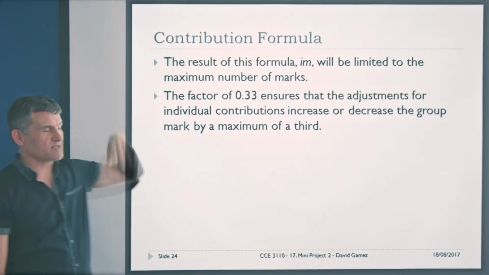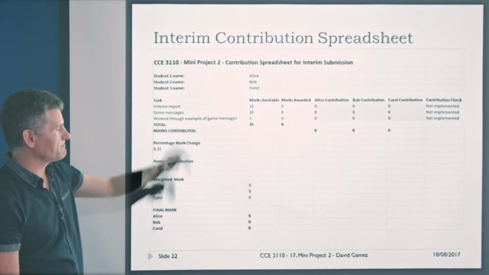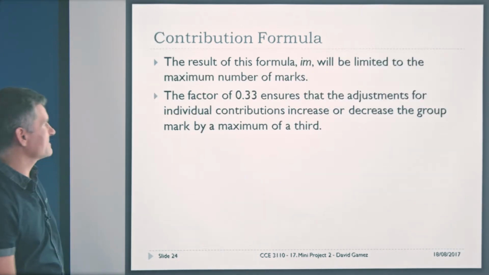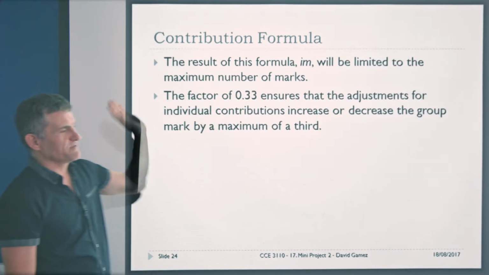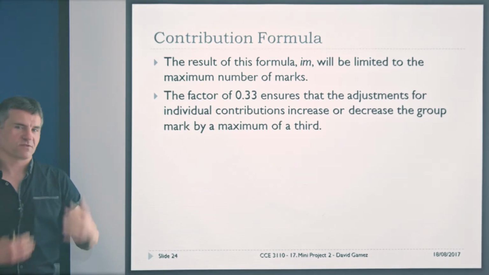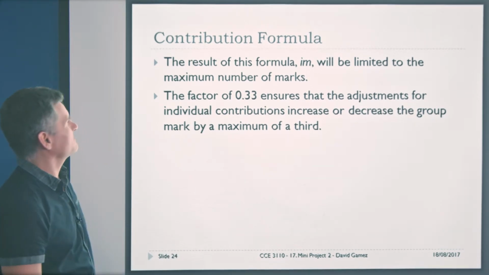So the result is limited to the maximum number of marks. Obviously, Alice can't get a mark boosted up to 100 if there's only 25 marks available for the project. And there's only a factor of 33%, so it doesn't get boosted or cut by more than 33%. It seems like a fairly reasonable approach, it's worked in previous years, and I think this is about right. So I'll give you a little demo of the spreadsheet.